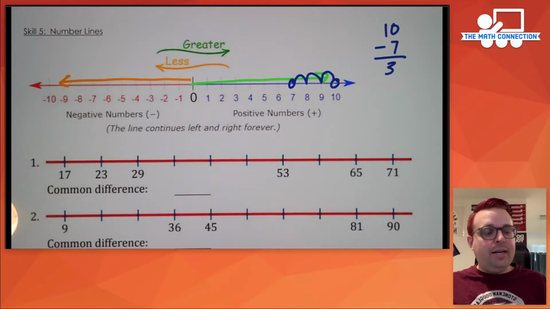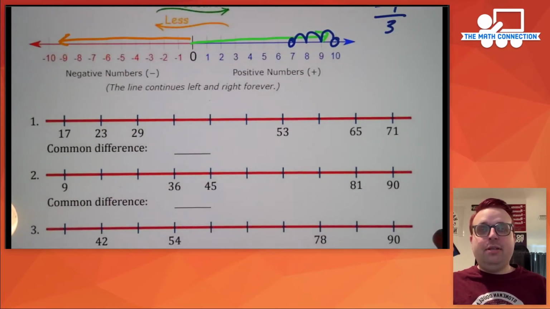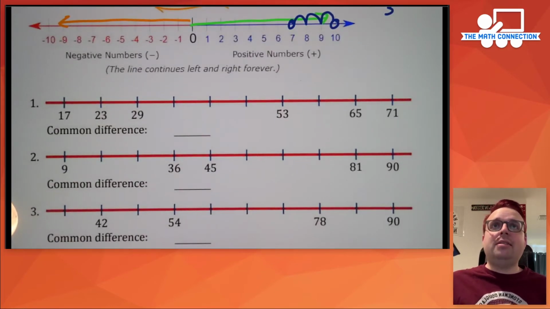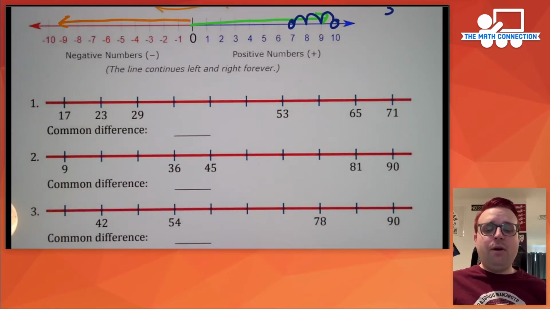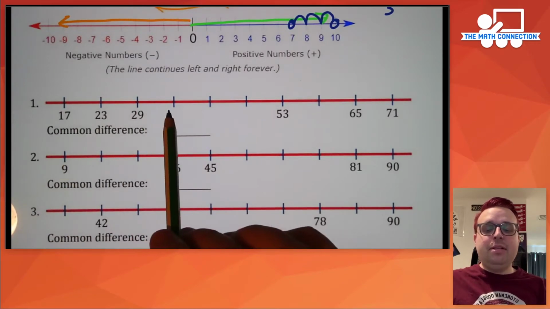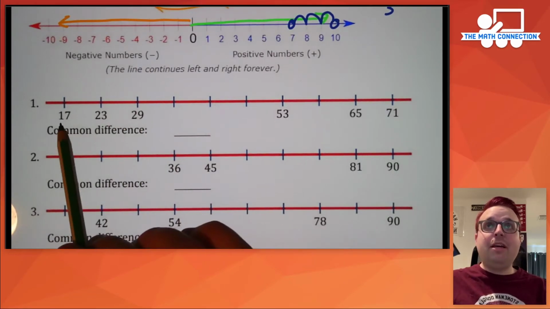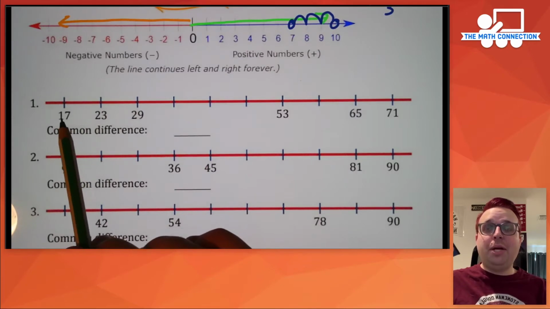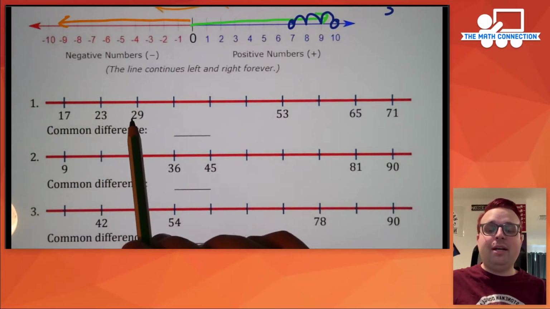Now, we're going to do that in a different way here with these other questions. These are number lines, but these number lines, they don't have 0 in the middle. All I want you to do right now is plug in the notches that are missing here. So some of them are filled in. For example, on number 1, you have 17, then 23, then 29.